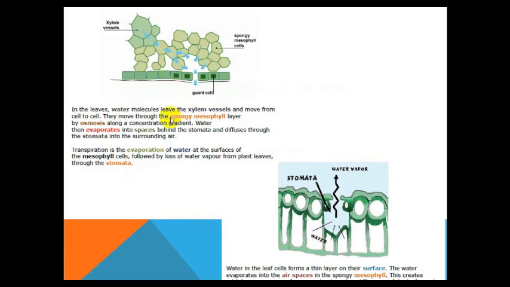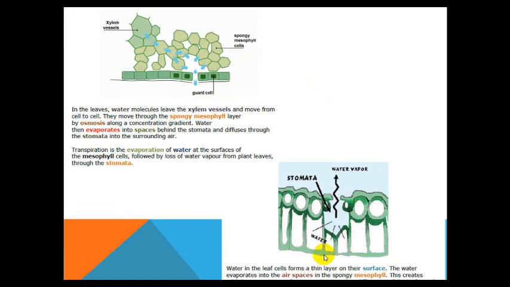So the process of how it happens. So this one is describing about the process of what happened in the leaf. The water molecules leave the xylem vessels and move from cell to cell. By the time that the water molecules reaches these cells, it starts to be turning into a state of gas, which is known as the water vapor. So this water vapor then evaporates into space behind the stomata and diffuses through the stomata into the surrounding air. Okay?